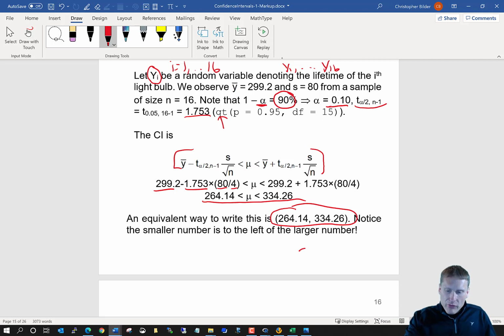Note that I do not write it like this. That doesn't make sense. We always go from the smaller number up to the larger number. So don't do that, please.